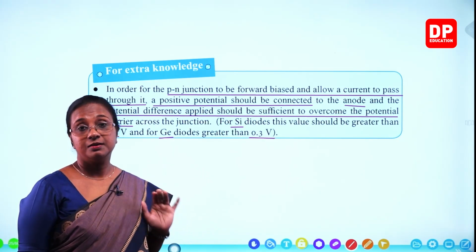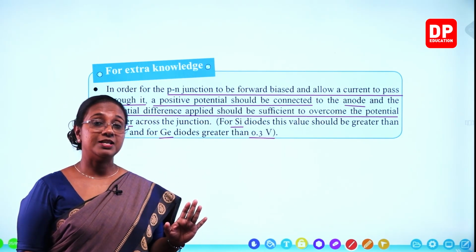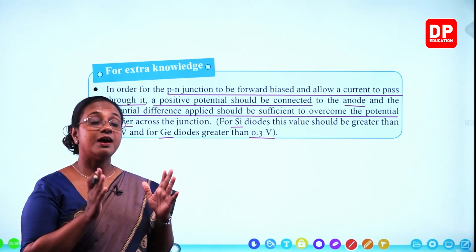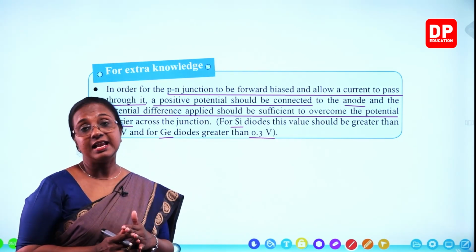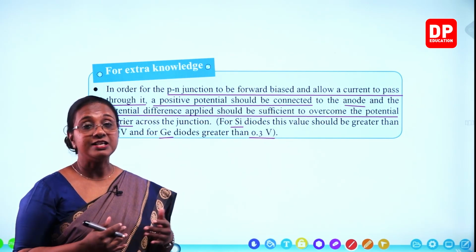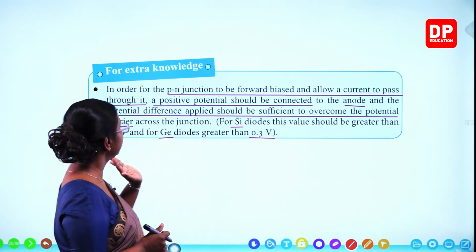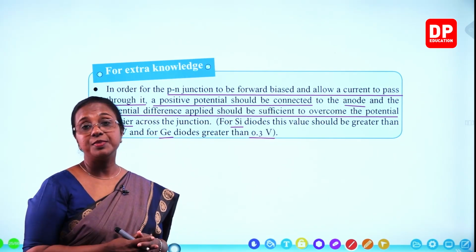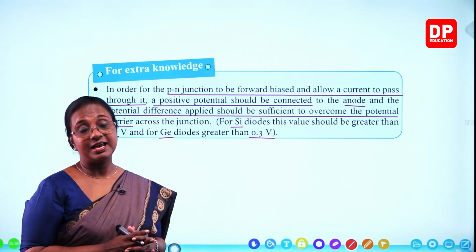Forward biasing a PN junction. Is that clear, students? So when you forward bias the PN junction, the depletion region becomes smaller and smaller, and at one point there will be no depletion region. And thereafter, the holes and electrons, the charge carriers, will flow across the PN junction. That is when the PN junction conducts electricity. For that to happen, it should be forward biased and also a potential difference that is enough to overcome the potential barrier should be supplied. I'm sure you all can understand that clearly.